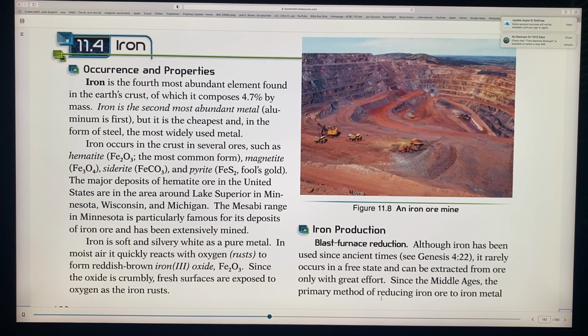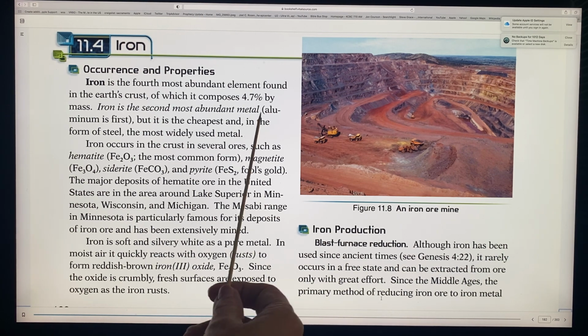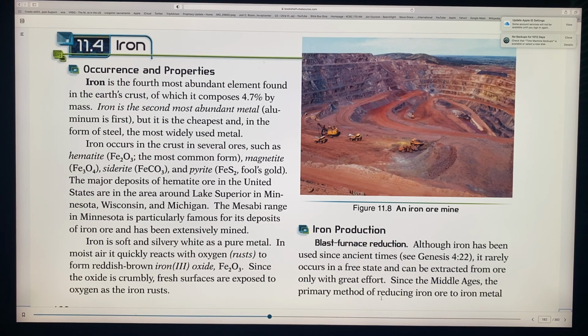So iron, here is an iron ore mined. You can see iron ore has been mined since ancient times. Iron is the fourth most abundant in the Earth's crust, at 4.7%. And it's the second most abundant metal altogether. But it also is the cheapest. And it's used in forming steel. And steel is the most widely used metal alloy of iron. So we know iron and steel.